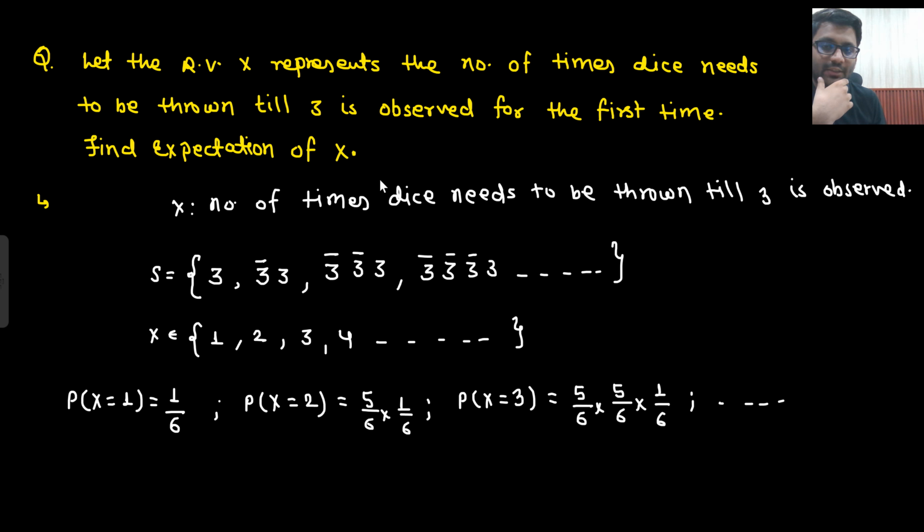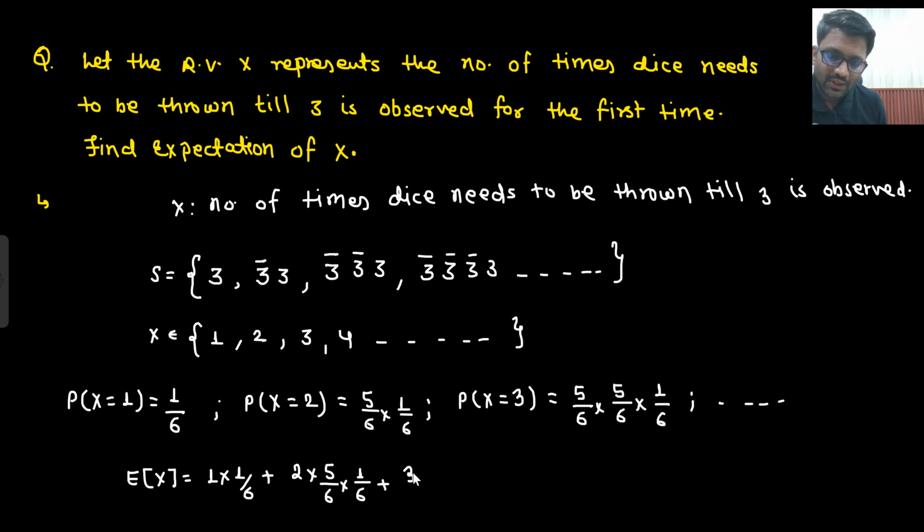What you need to find is the expectation of x. So expectation of x would be equal to what? If the random variable is taking value 1, probability is 1 by 6. If the random variable is taking value 2, the probability is 5 by 6 into 1 by 6. If the random variable is taking value 3, then probability is 5 by 6 into 5 by 6 into 1 by 6. If the random variable is taking value 4, then probability would be 5 by 6 into 5 by 6 into 5 by 6 into 1 by 6.